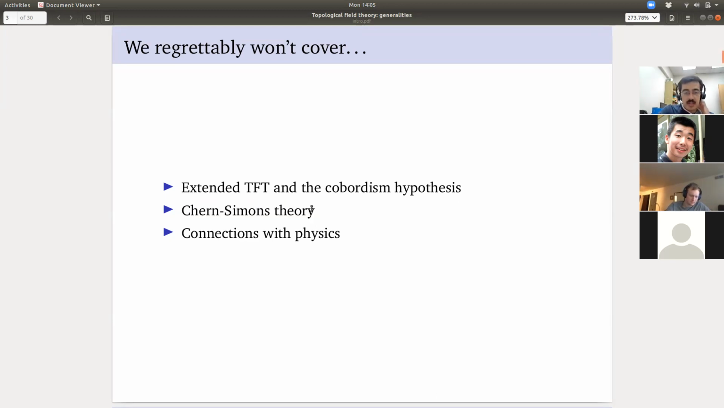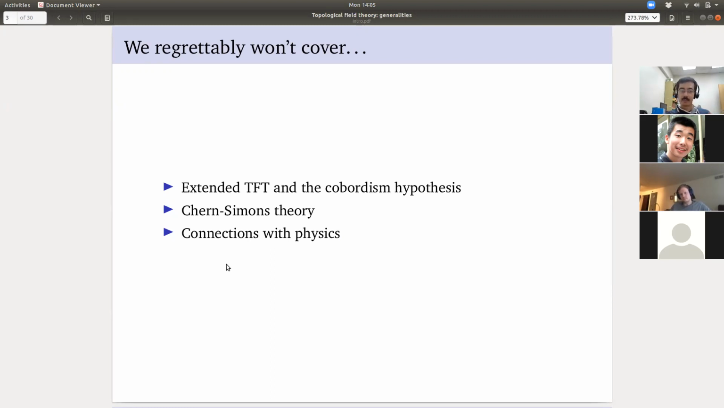Chern-Simons theory is one of the preeminent examples of a topological field theory. There are some issues with defining it, which personally makes it more interesting to me. But there is a thing there. And Charlie's giving a mini course on that in a few weeks, so stay tuned. And finally, this course is not going to be terribly physics flavored. I'm going to say a little bit.